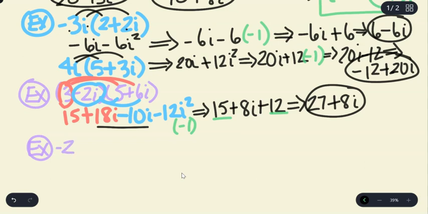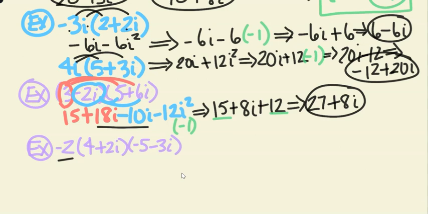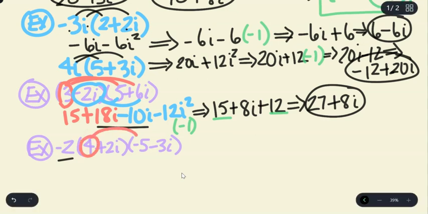Let's say I have negative 2 times 4 plus 2i times negative 5 minus 3i. Well, I'm still going to follow the FOIL aspect first. The negative 2 is just going to stay there for right now. So I'm going to do my distribution. I'm going to multiply 4 times negative 5. And I'm going to write this one below just to make things simpler.